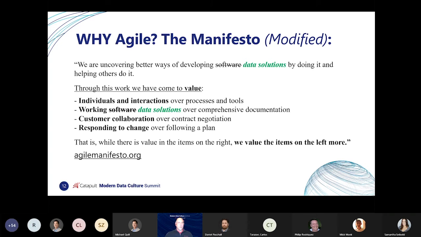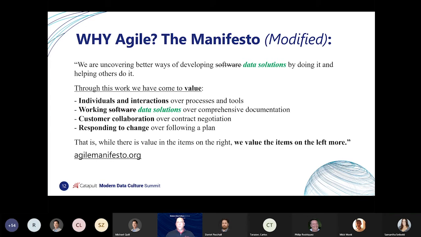So as Danny pointed out, focusing on business needs, we want to keep the objectives in mind. So why Agile? It's a fair question. And the Agile Manifesto attempts to answer this. We're uncovering better ways of developing, in this case, data solutions, by doing it and helping others do it. Through this work, we have come to value. So this is not an edict or anything. This is a statement of values.